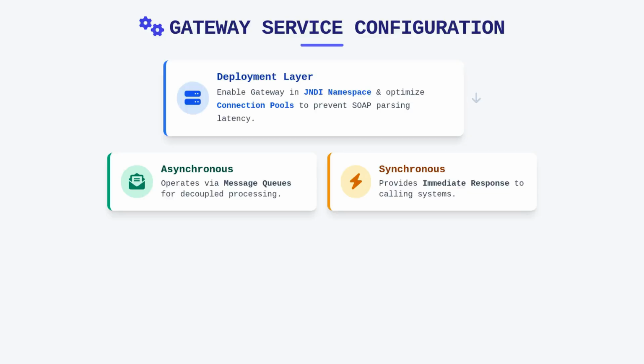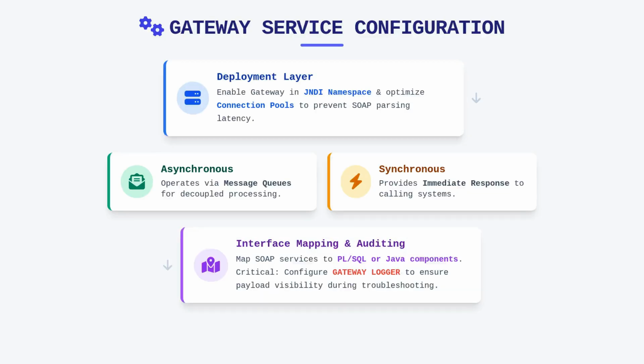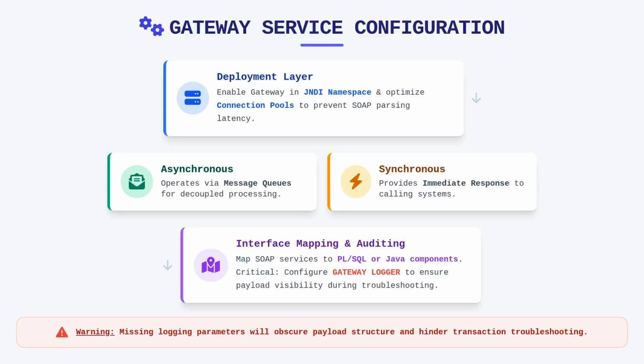Each SOAP service needs to be mapped to a specific external interface in the system library, ensuring that the application server knows exactly which PL SQL package or Java component should be invoked upon receipt of a valid payload. As you navigate these screens, keep in mind that the system relies on the gateway maintenance and logger components to audit and track every single interaction. If you fail to configure these logging parameters, you will find yourself in a difficult position when troubleshooting failed transactions, as the visibility into the payload structure during the transport phase will be obscured.